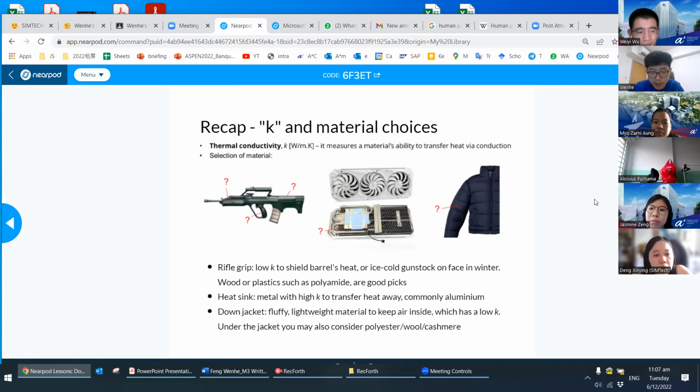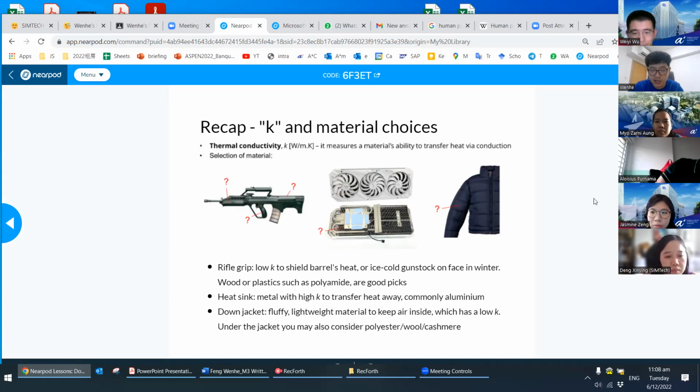Normally I would pick low K materials to shield the barrel's heat, because when you're shooting, it generates a lot of heat. And for the gun stock, I also choose a low K material, because if you use it in winter and put your face on it, metal won't be very comfortable. For materials, wood or plastic such as polyamide are good picks. And for the heat sink, mostly it is aluminum, because number one, it's a metal with a high K. Number two is lightweight, and last but not least is cheap.